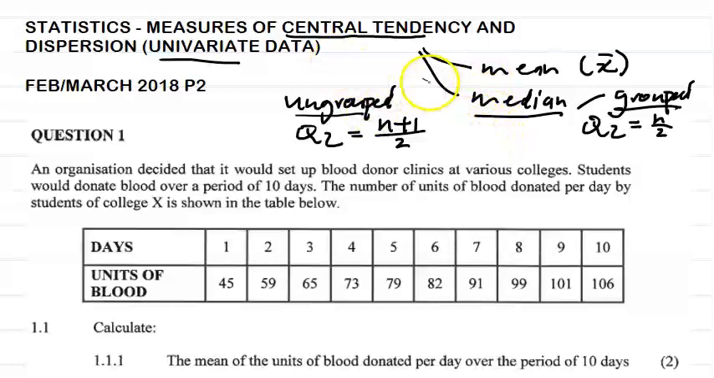So mean, median, and finally the mode is the value that occurs most often. Now for measure of dispersion. Measure of dispersion is basically looking at the spread of our data. And we're going to be looking at two types of measures of dispersion.